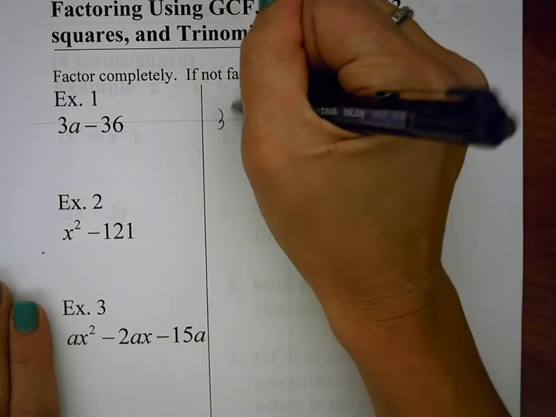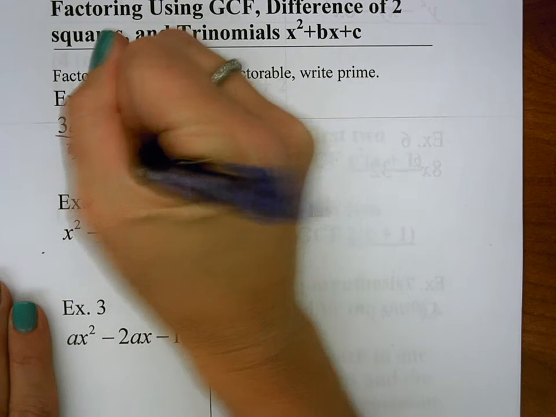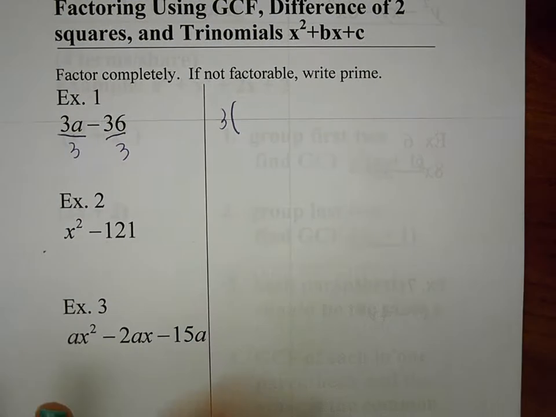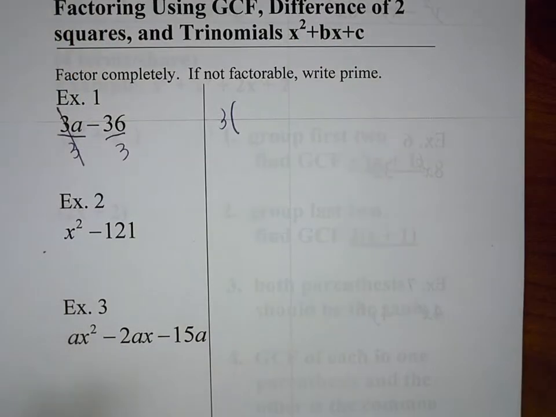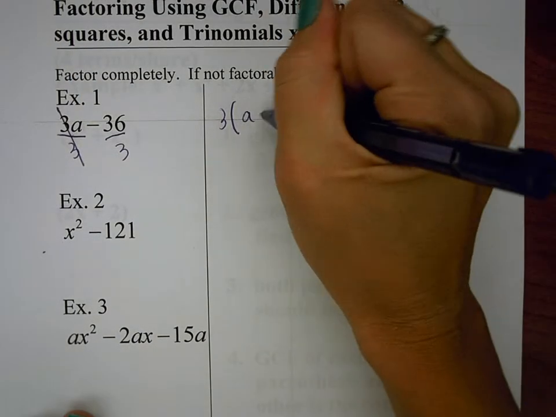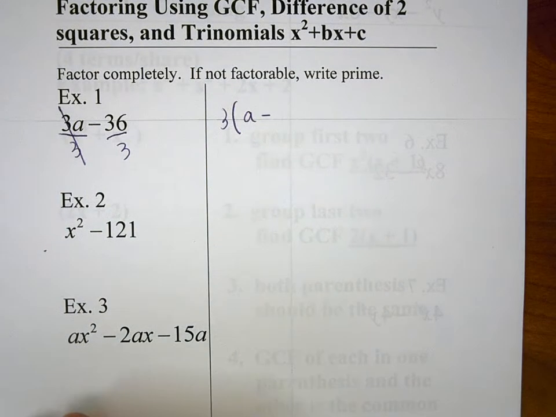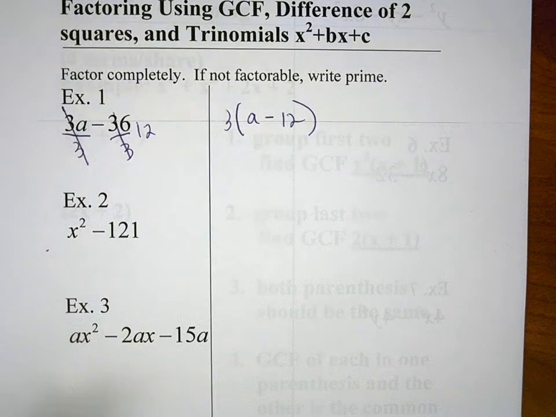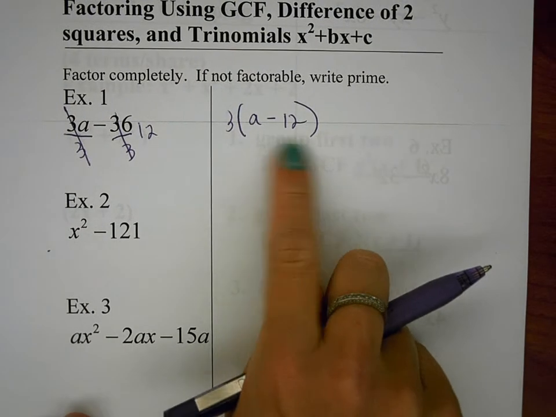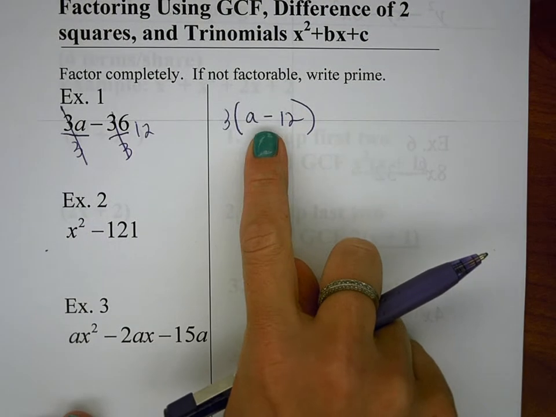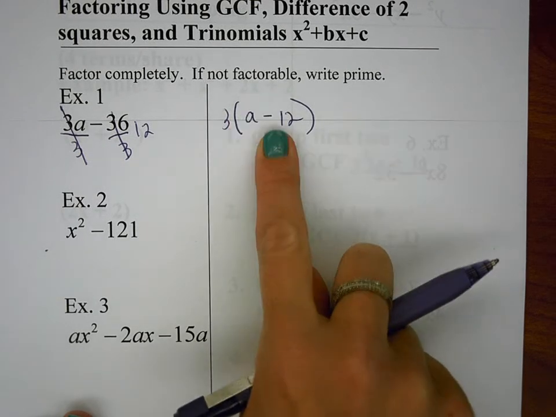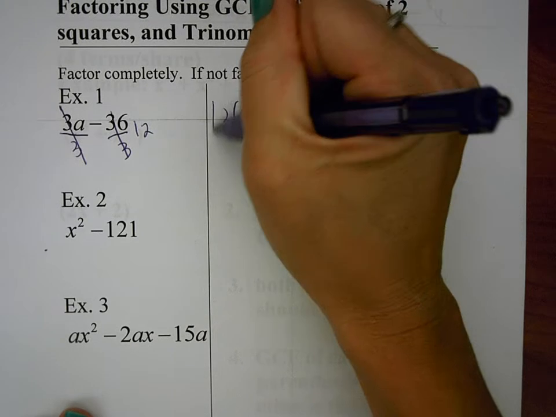So I'm going to write a 3 and a parenthesis, and then you're dividing each of these terms by 3. Okay, so here the 3's cancel out, and I'm left with an A minus, and 3 goes into 36 how many times? 12. Always double check to see if you missed something, but there's nothing that can factor out of A and 12. And we can't factor this further. Okay, so this is my answer.